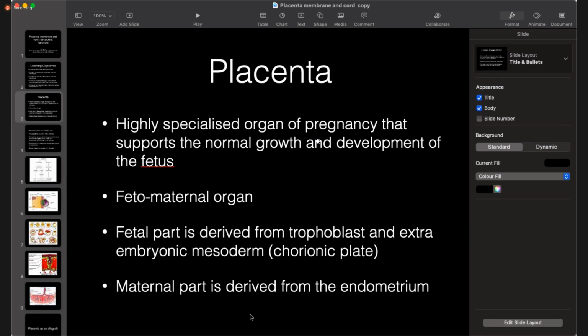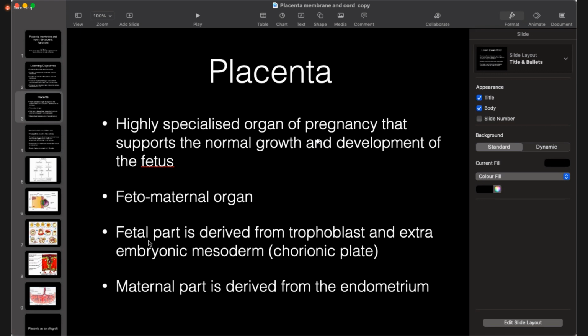Once the baby is born, we put a clamp on the umbilical cord and separate the baby, and apply a little bit of traction to remove the placenta from the uterine cavity, which we are going to come across in many places. So it is a feto-maternal organ.